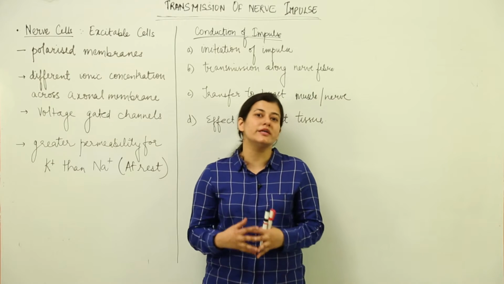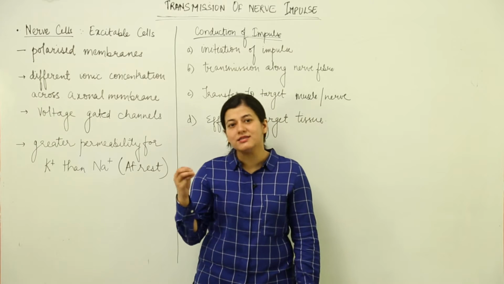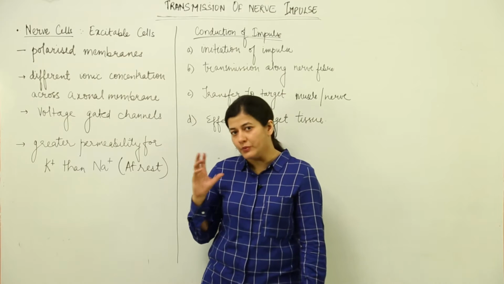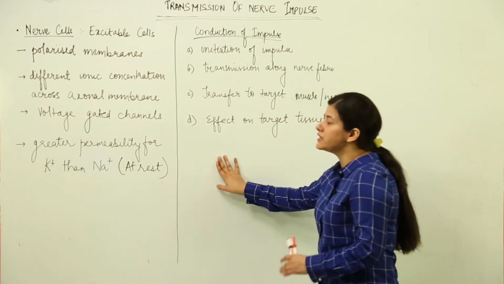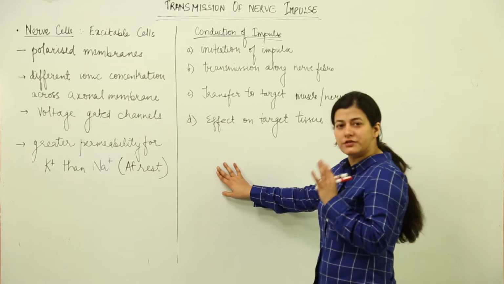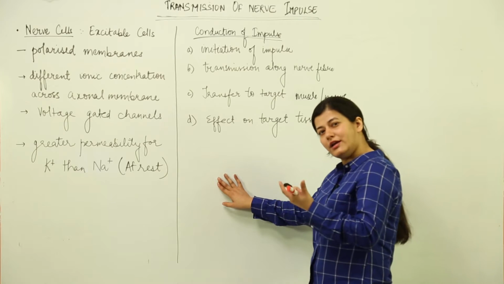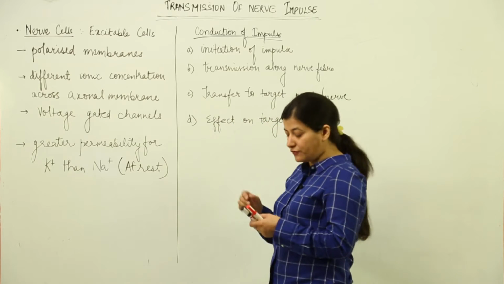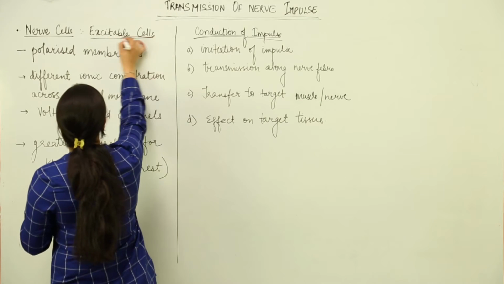Now what we have to understand is how the impulse which carries the signal is generated and carried forward from one neuron to another neuron. For that we need to see the structure of nerve cells. We are quite aware of the structure of nerve cells by now: there is an axon, a cell body, and dendrites which are in close connection with each other. Now, a characteristic of nerve cells is that these are excitable cells.